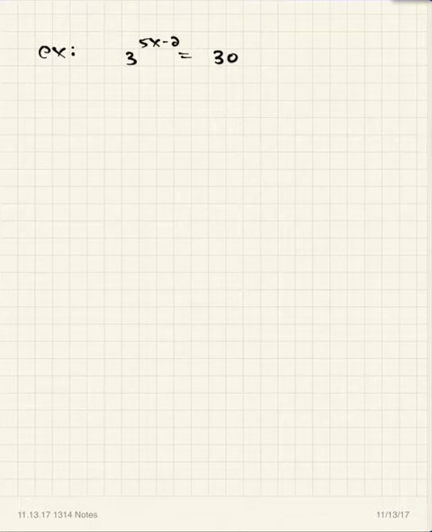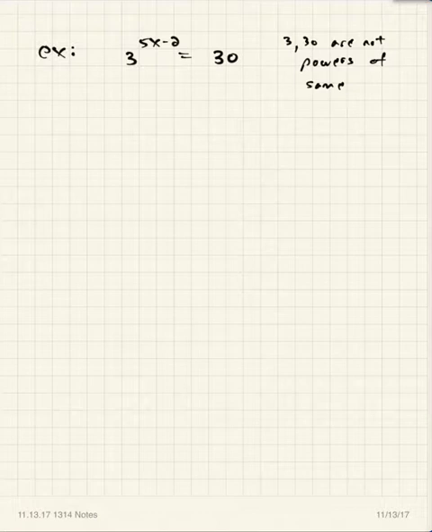So notice this is a good example of a problem where the bases are not equal, and 3 and 30 are not powers of the same number. Right? 3 and 30 are not powers of the same number. And so this is an example of a type II exponential equation, where the bases are not the same and they can't be made to be the same.